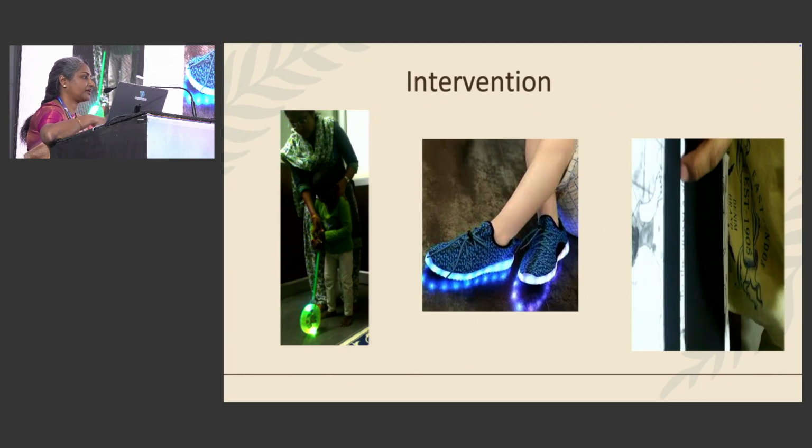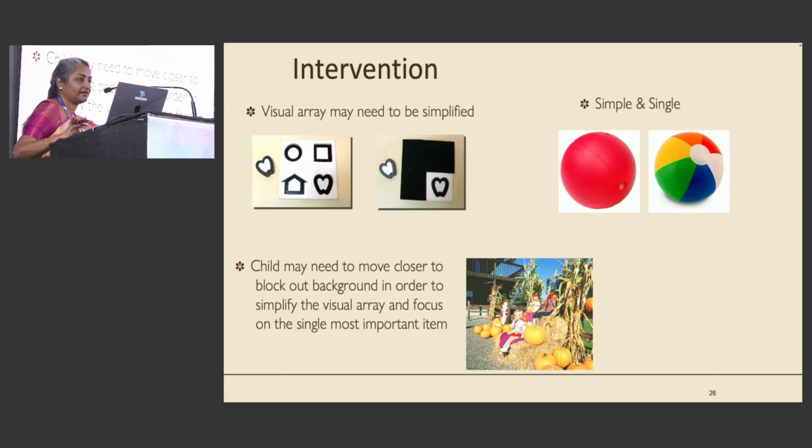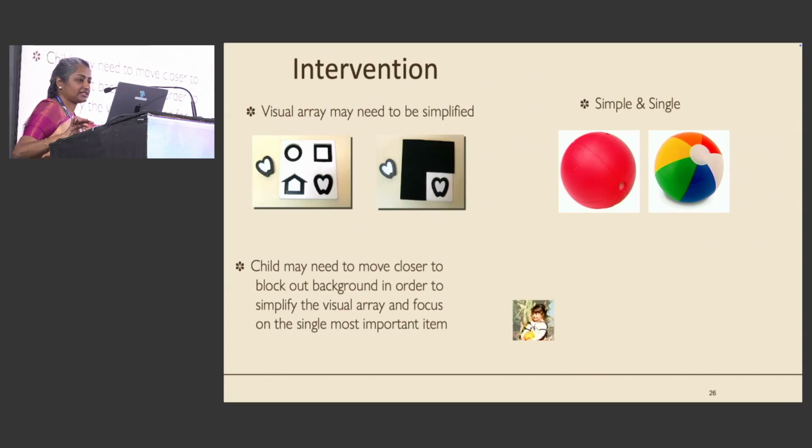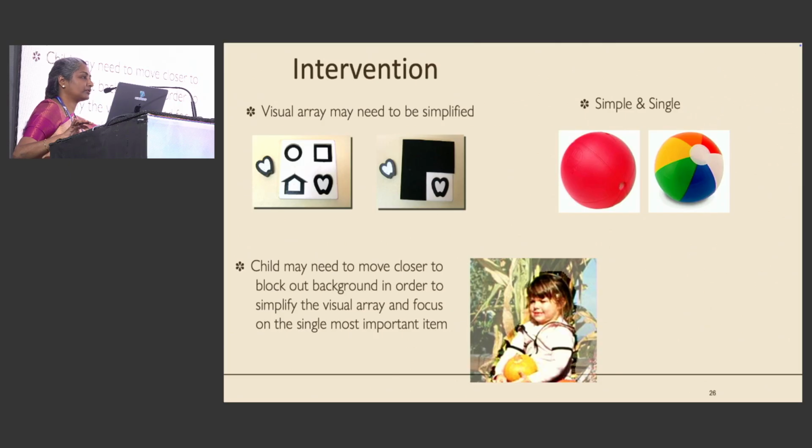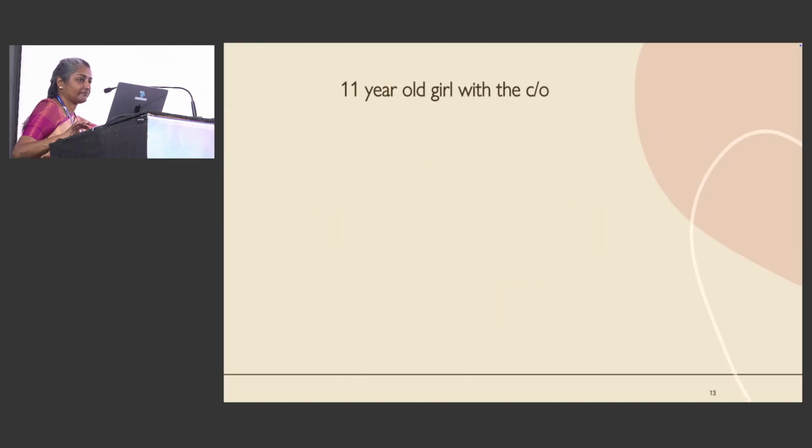The classroom seating may also be very important, and more time may be needed. So the visual array has to be simplified. The child may need to move closer to the blackboard, not only because they are not able to see, but it also helps in gaining attention. They can block out the other aspects of the classroom which are visually distracting. So as close to the blackboard as possible is ideal.